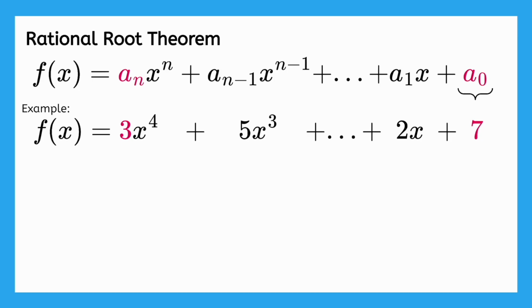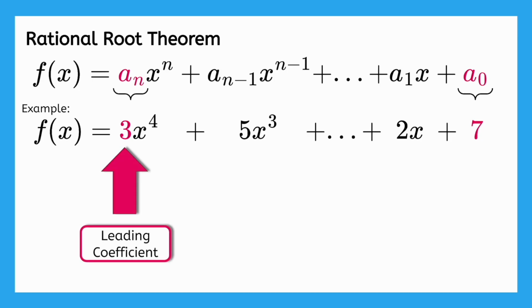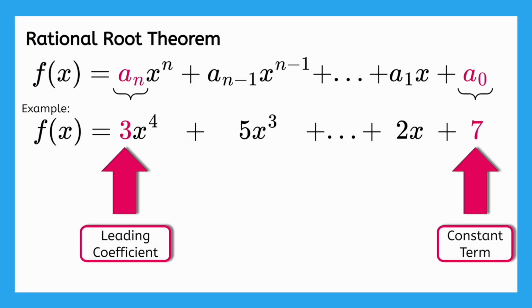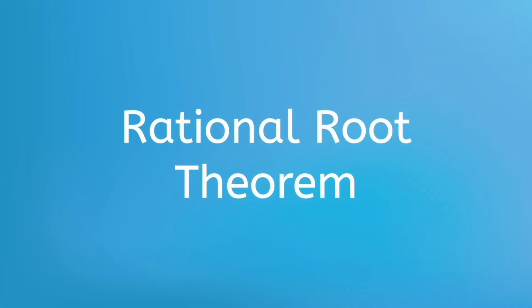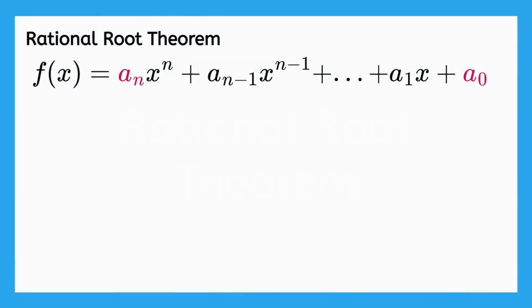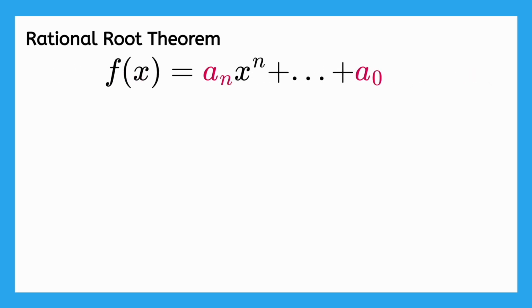The rational root theorem tells us that a sub n, the leading coefficient, and a sub o, the constant term, are very important. We will need to find all of the factors of a sub n and a sub o. Now that we know that the rational root theorem is going to have us focus on a sub n and a sub o, let's see what the theorem actually says. Here is the rational root theorem. Since we're only going to need to focus on a sub n and a sub o, let's simplify our polynomial just a bit. That's better.